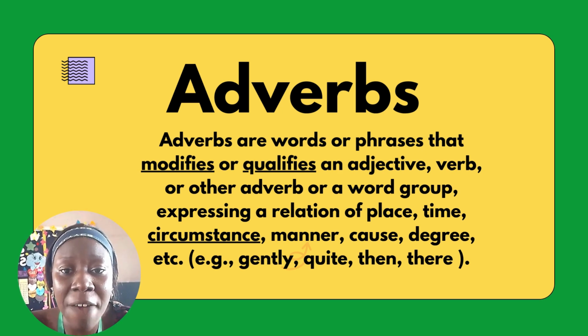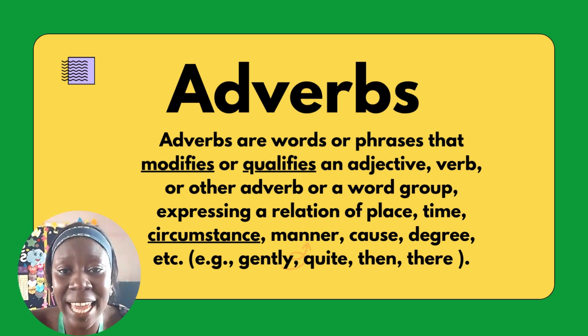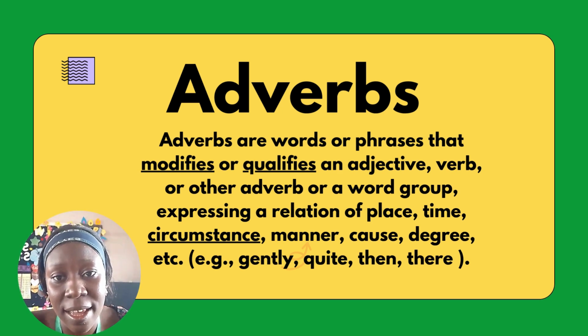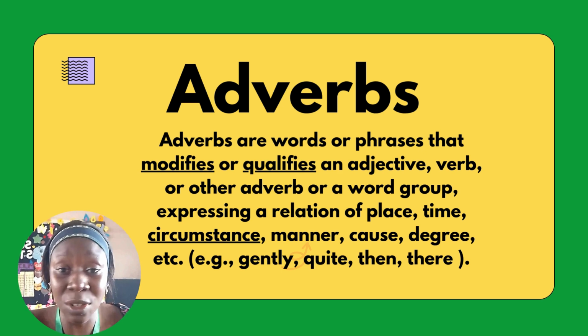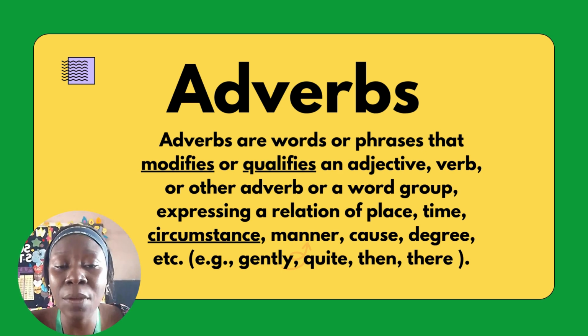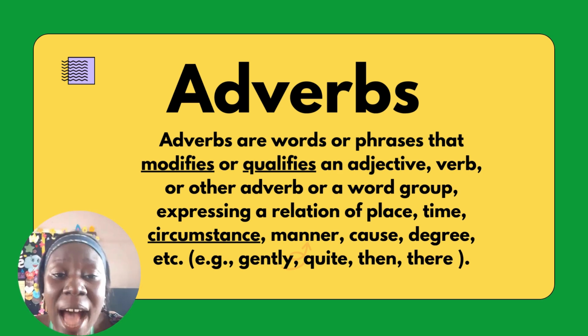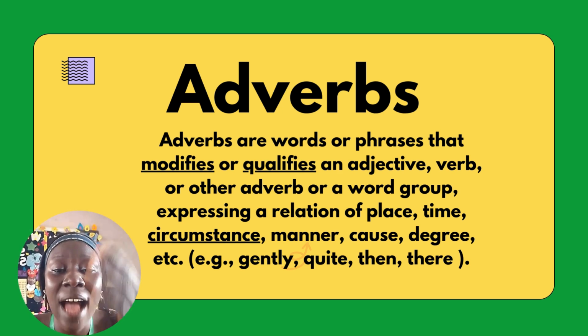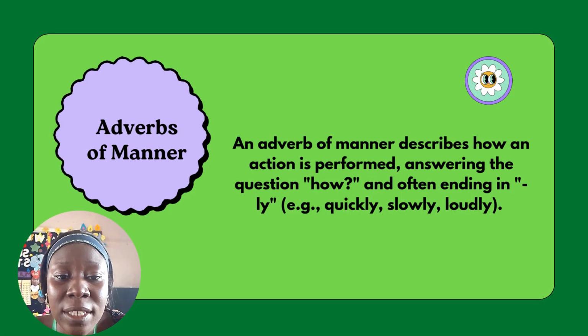For example, we have gently, quite, then, and there. Gently, a manner of how someone does something. Quite, then, you are talking about time. Then we have there, a place. Where is the place? There. So do you understand? So adverbs are words or phrases that modify or qualify an adjective. So let's move to the other slide.